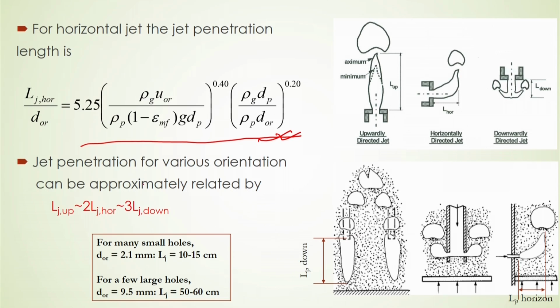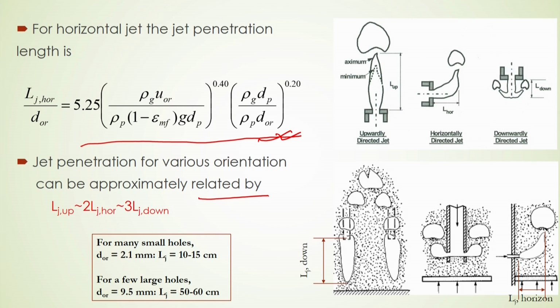Also, there is a rough relationship for the jet penetration for various orientations, which can be approximately related by this: LJ up equals 2 LJ horizontal, or approximately 3 times the downward jet length. That means the upward penetration length will be 2 times the horizontal penetration length, whereas it will be 3 times the downward penetration length.